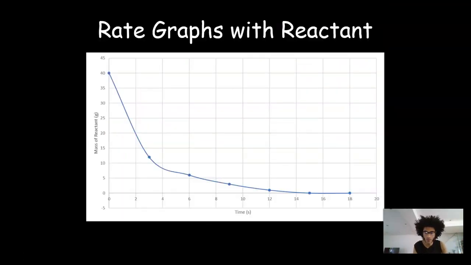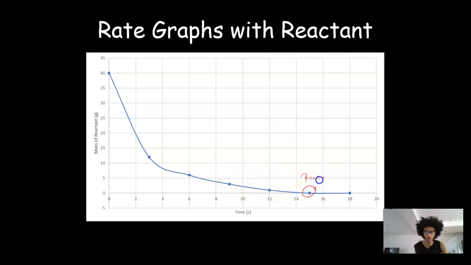Now, sometimes you'll be given the rate graph with a reactant. Don't panic if you see this. The only thing worth mentioning is that it's basically an inverse of what you saw before, where you started with a load of reactant that gets used up over time, and the reaction's very fast because the line's very steep, but this time it's going down rather than up. And then over time it becomes less steep because you run out of reactant, so there's less collisions, and then finally the reaction stops when you run out of reactant.